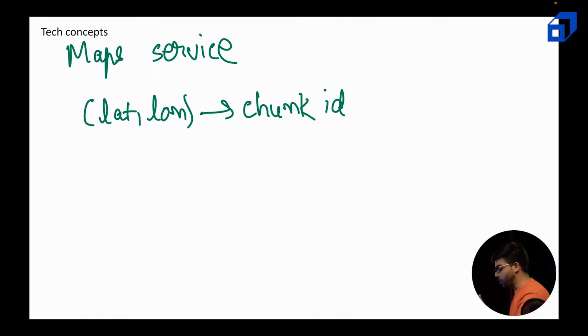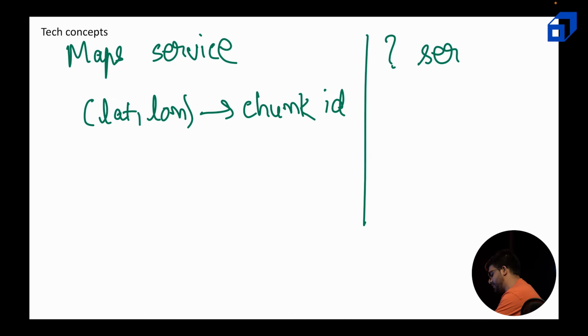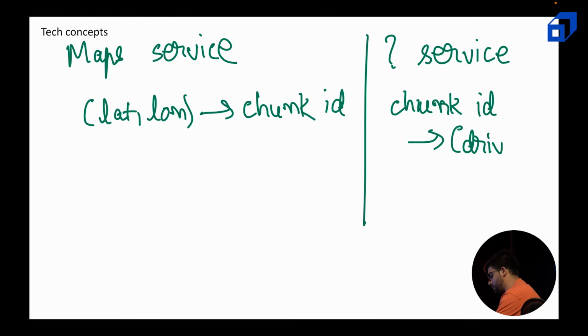And we talked about some service. Let's keep it a question mark service over here. We will name it ahead; I will talk about that service in detail in the coming section. So now what this does is it has a mapping from chunk ID to the set of drivers who belong to that particular chunk.